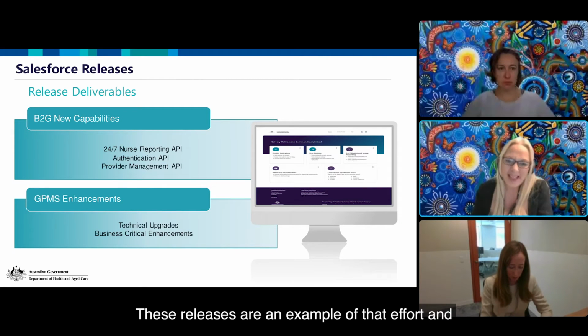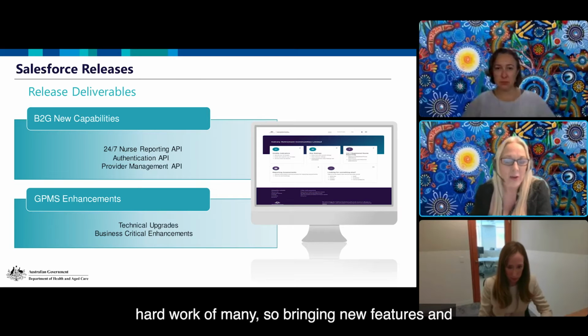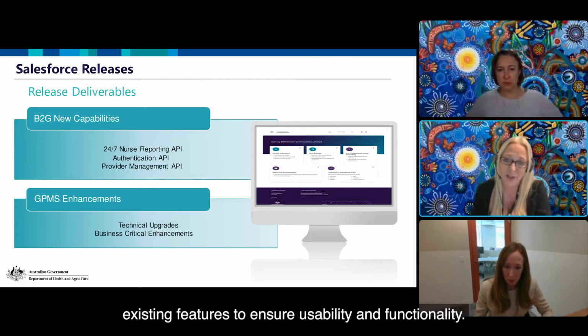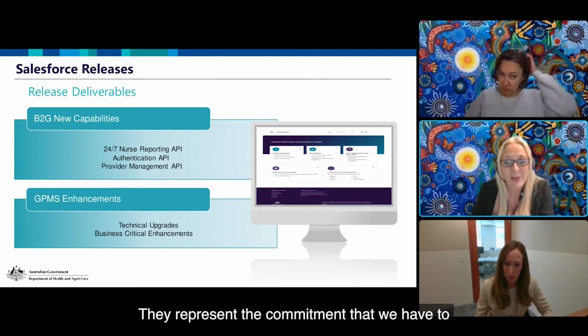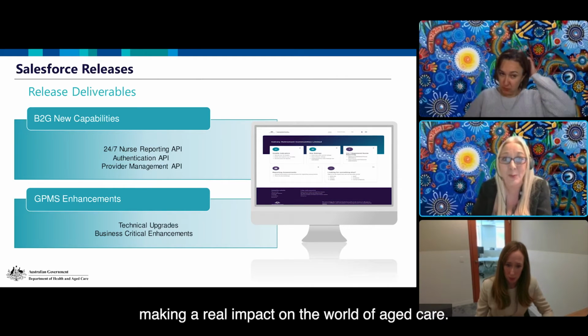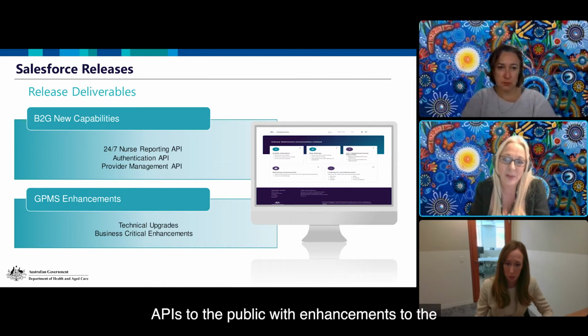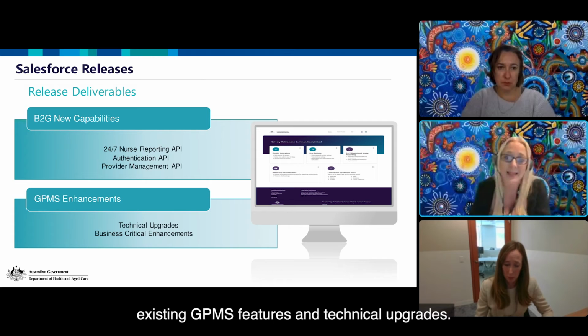These releases are an example of that effort and hard work of many, so bringing new features and functions to life while enhancing and adapting existing features to ensure usability and functionality. They represent the commitment that we have to making a real impact on the world of aged care. So release 7.2 in April saw the launch of our first B2G APIs to the public with enhancements to the existing GPMS features and technical upgrades.